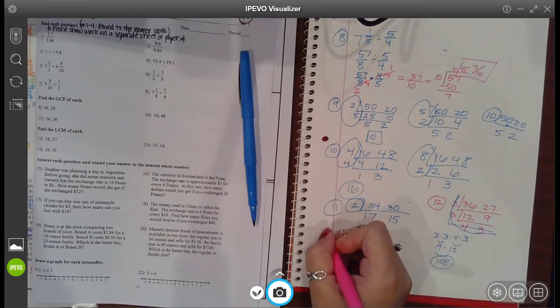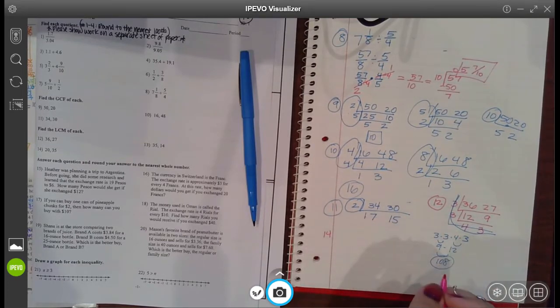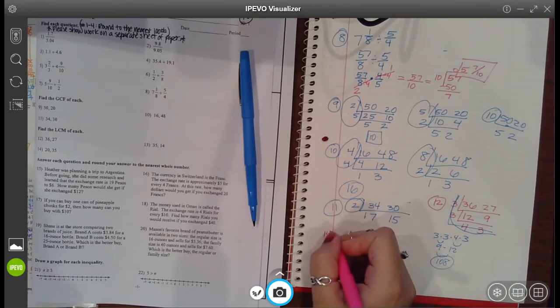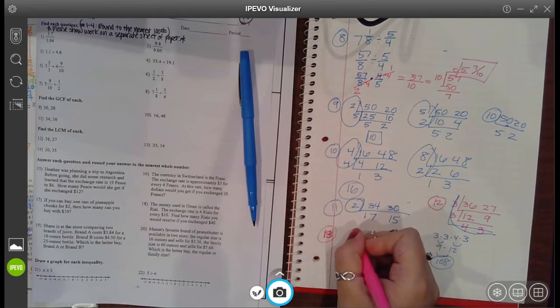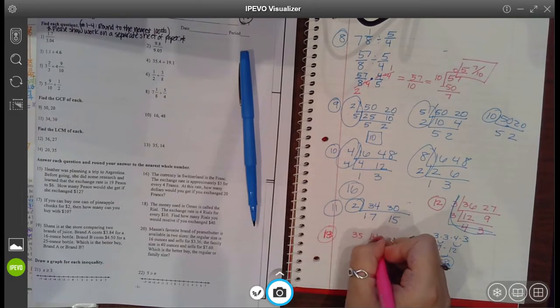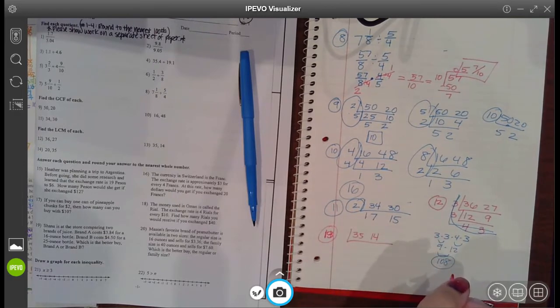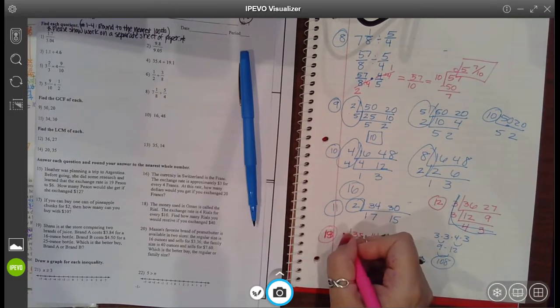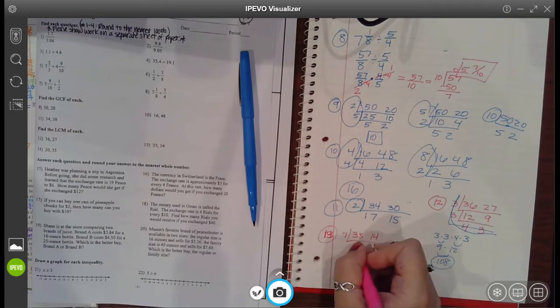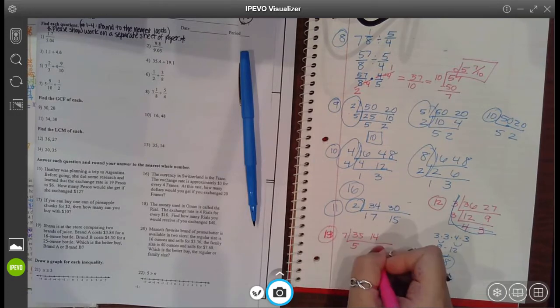So why don't you guys try 14? And by 14, I meant 13, because that's the next problem. Number 13 is 35 and 14. Okay, what can go into both? 7. 7 times what is 35? 5. And 7 times what is 14? 2. Can anything go into 5 and 2?